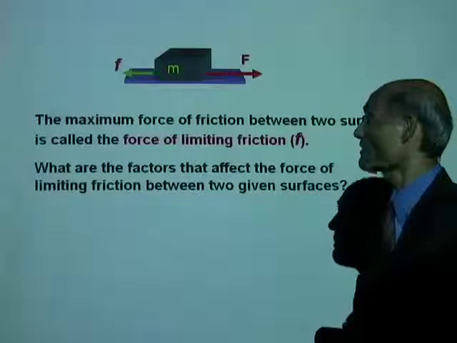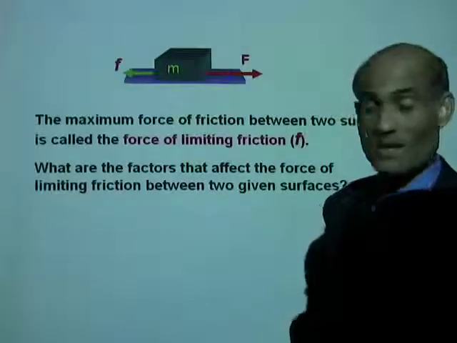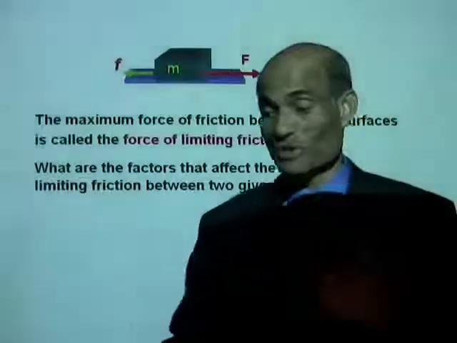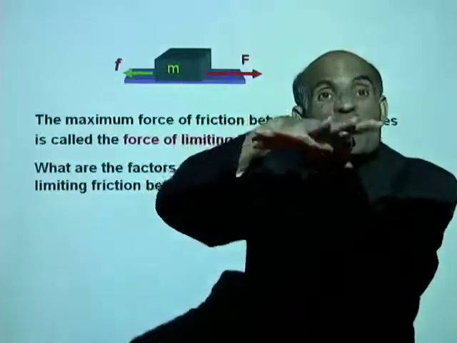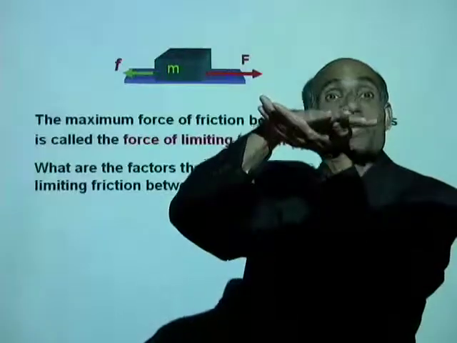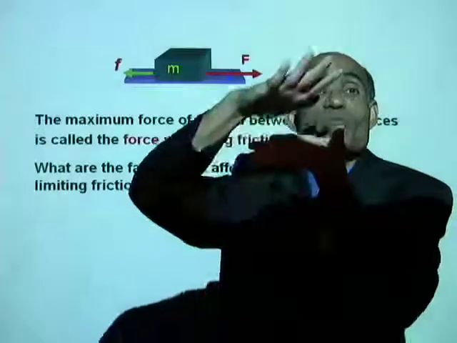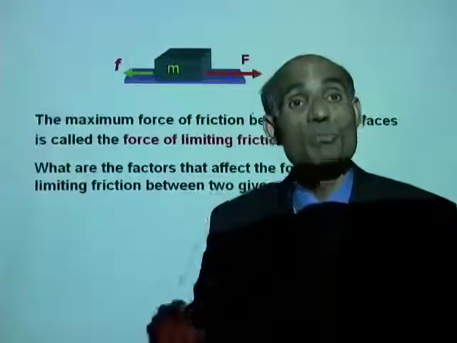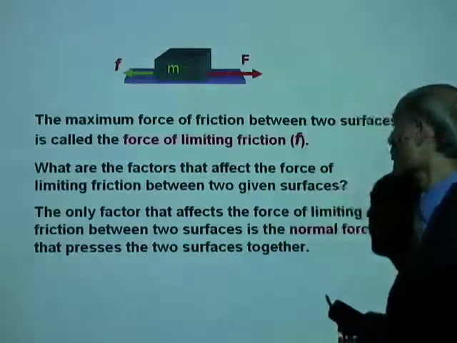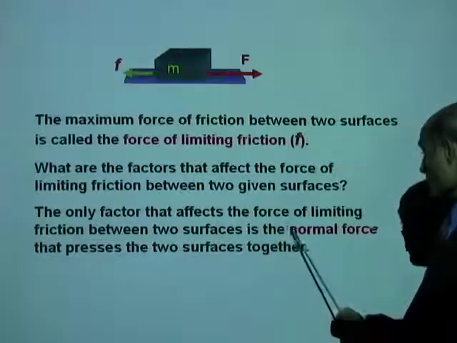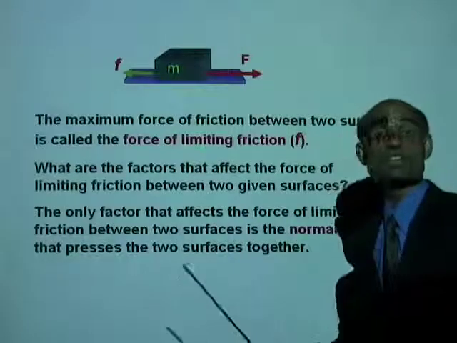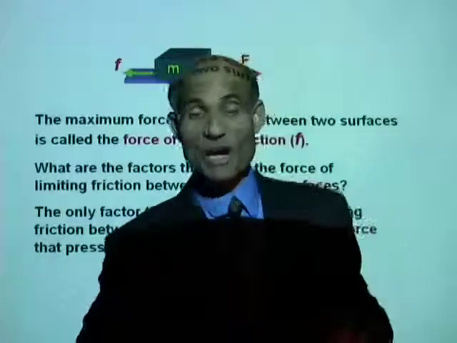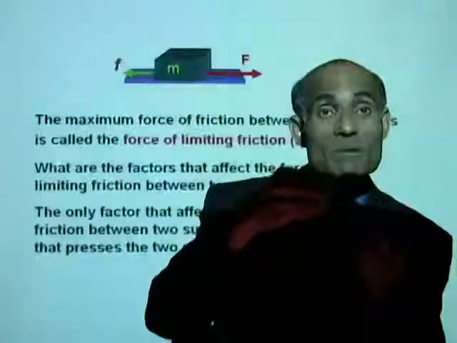Now, what are the factors that affect the force of limiting friction between the two surfaces? I just illustrated that to you here. What is the one factor that affects the force of limiting friction? The one factor is the force that presses the two surfaces together. In other words, it is the normal force. And when the two surfaces are horizontal, the normal force is the weight of the object that is being put in motion. The only factor that affects the force of limiting friction is the normal force, that is the force that presses the two surfaces together. We have talked about this normal force several times. When the two surfaces are horizontal, the normal force is equal to mg, the weight.